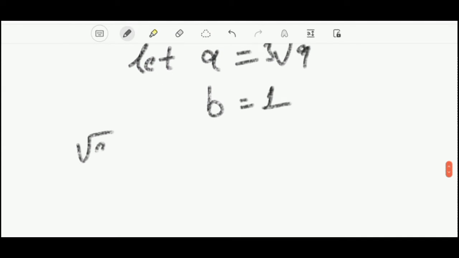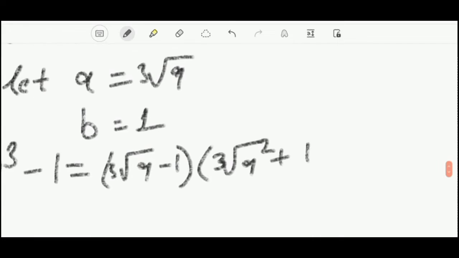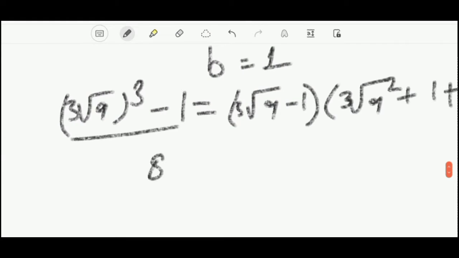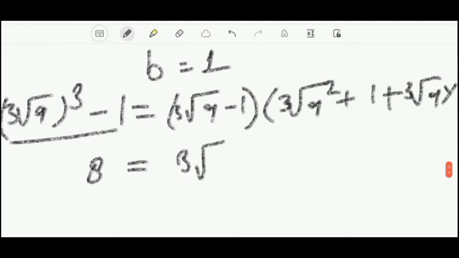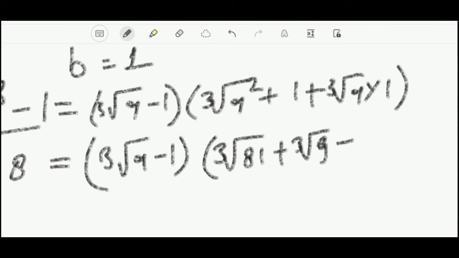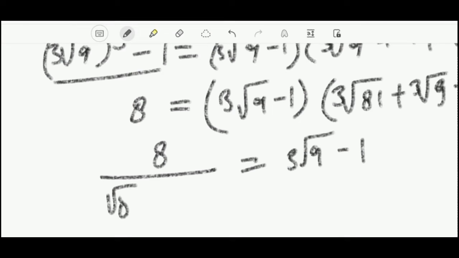So we can simply say that cube root of 9 whole power 3 minus 1 equals cube root of 9 minus 1 multiplied by cube root of 9 whole squared plus 1 plus cube root of 9 multiplied by 1. So here we get 8 equals cube root of 9 minus 1 times cube root of 81 plus cube root of 9 plus 1. From here we can get the value of cube root of 9 minus 1, which is equal to 8 divided by cube root of 81 plus cube root of 9 plus 1.